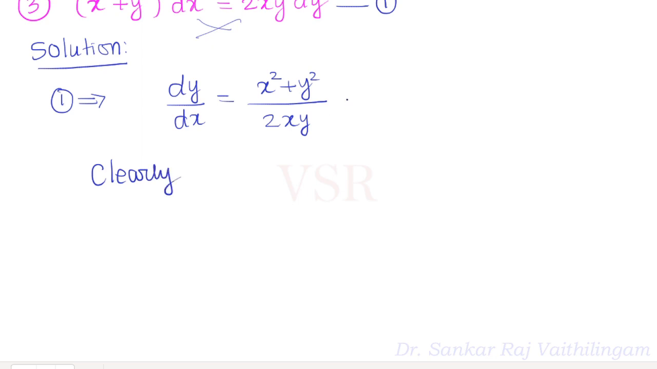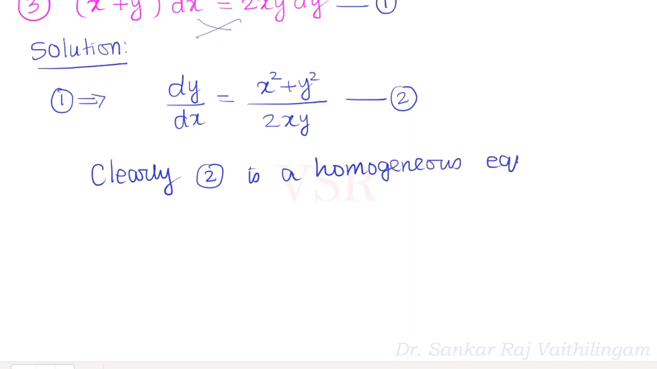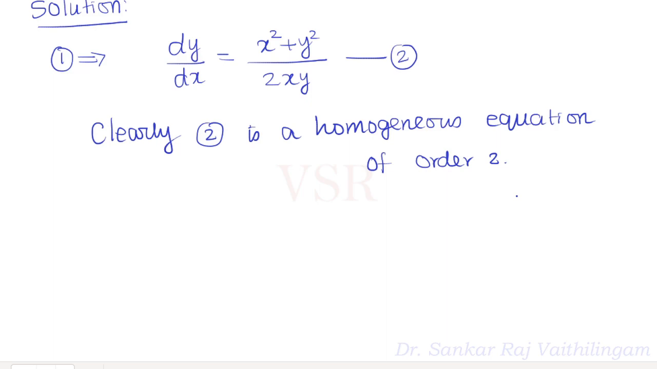Let me call this equation 2. Equation 2 is a homogeneous equation of order 2. Now, as usual, we put y equal to vx.